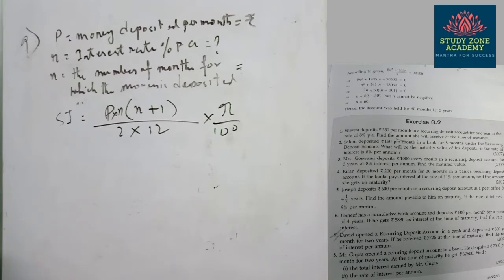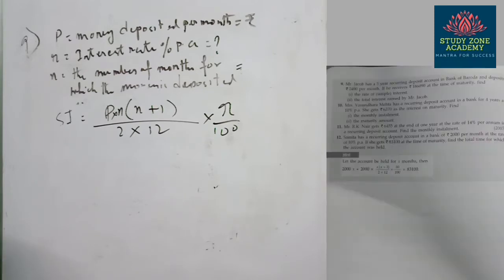Mrs. Vasundhara Mehta has a recurring deposit account in a bank for 4 years at 10% per annum. She gets rupees 6,370 as the interest on maturity. So in this case, the interest is given. We need to calculate the monthly installment. Now this is a bit different. Here the interest has been given, but the principal, the monthly installment, is not given. So we need to calculate that, and we need to calculate the maturity amount. Fine.